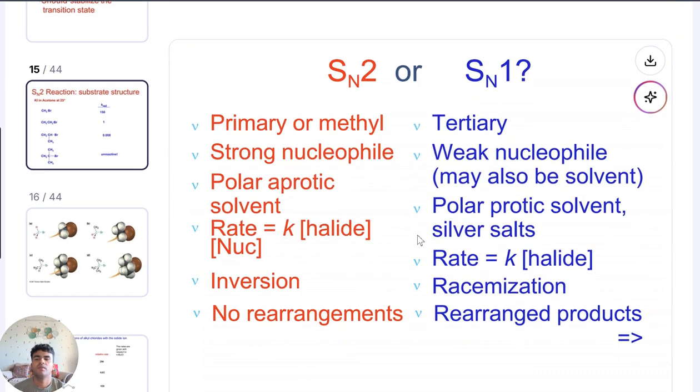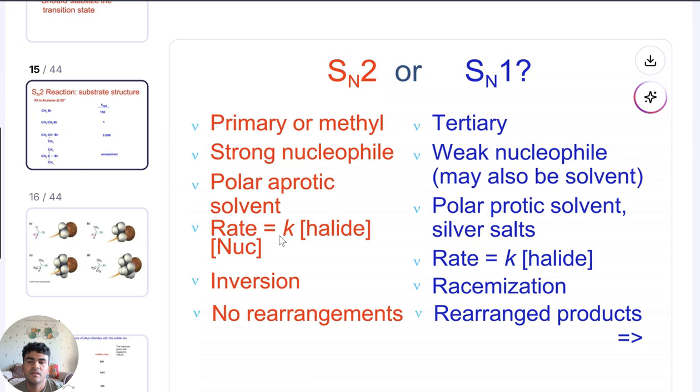Now we are coming to the comparison. Is it SN2 or SN1? If the substrate is primary or methyl, then SN2. If it is tertiary, then SN1. Strong nucleophile, so SN2. Weak nucleophile, SN1. Polar aprotic solvent, SN2. And polar protic solvent, SN1.